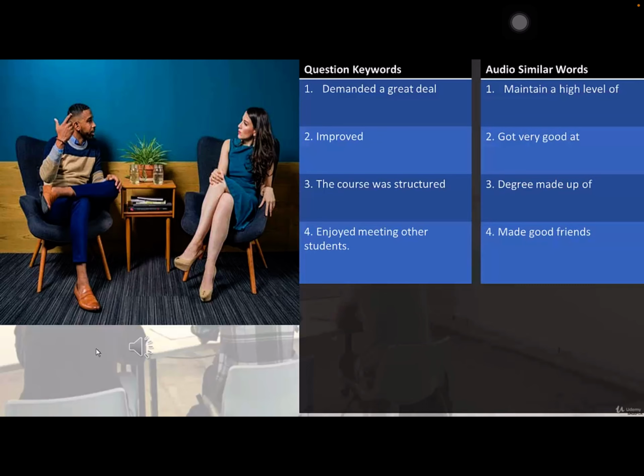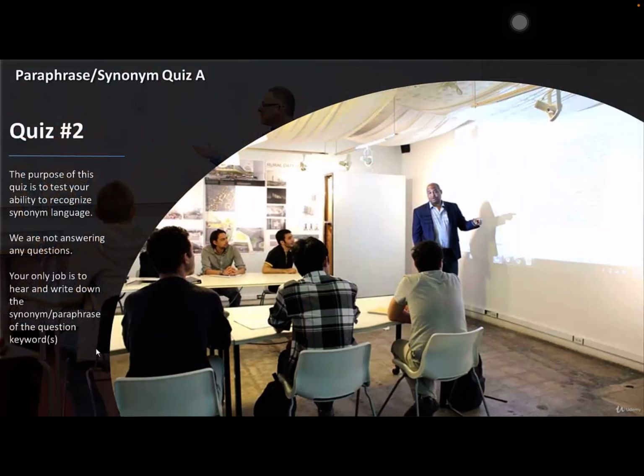Let's move on to quiz number 2. The purpose of the quiz is to test your ability to recognize synonym language. Keep in mind, our focus is on paraphrasing and synonyms, not answering questions. Your only job is to hear and write down the synonym or paraphrase of the question keywords.